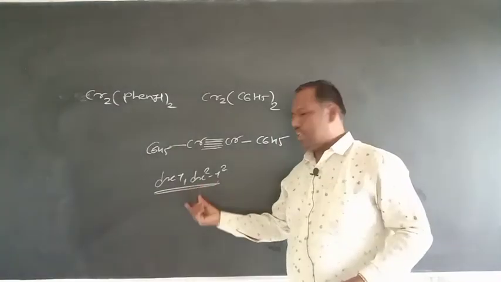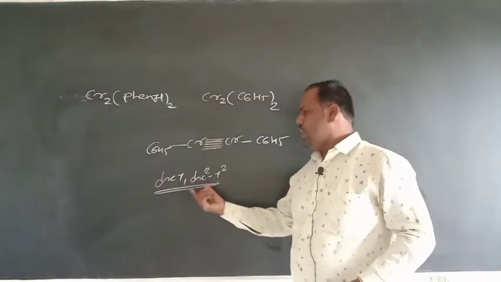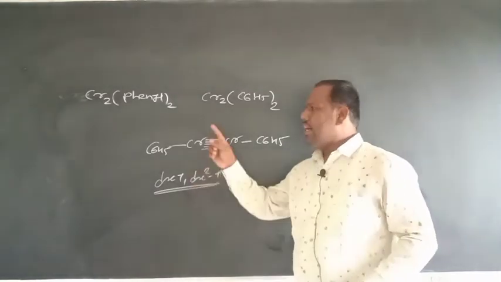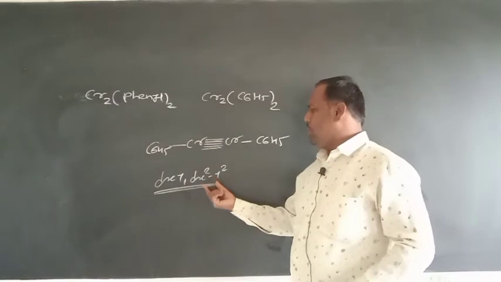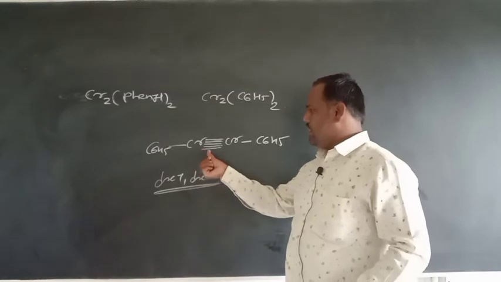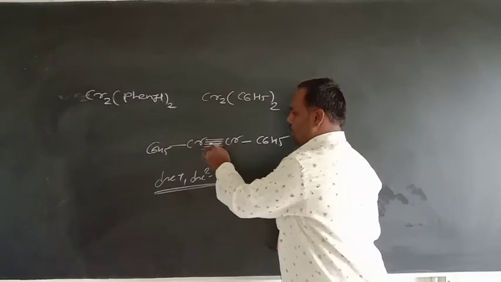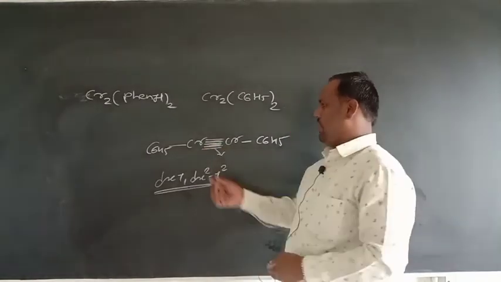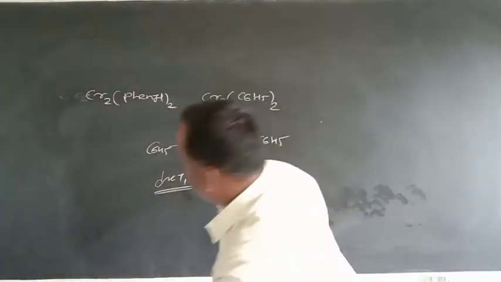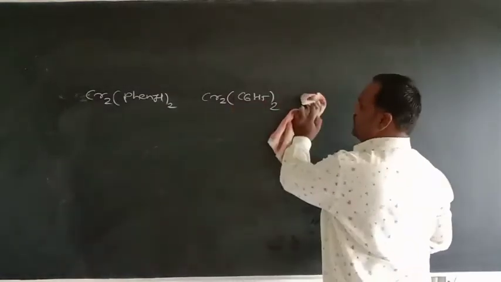Therefore in this case, one sigma bond is formed by the overlapping of the dz square orbital, two pi bonds are formed by the overlapping of dyz and dzx orbitals, and two delta bonds are formed by the overlapping of dxy and dx square minus y square orbitals. So if you consider the first bond as a sigma bond, then the next two bonds are pi bonds, and the remaining two are delta bonds. So for this Cr2 phenyl complex, the bond order is equal to 5.